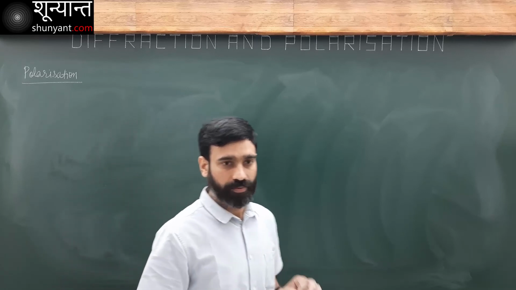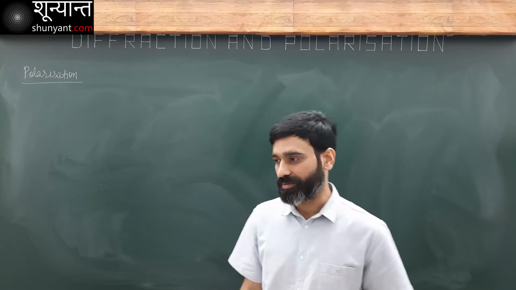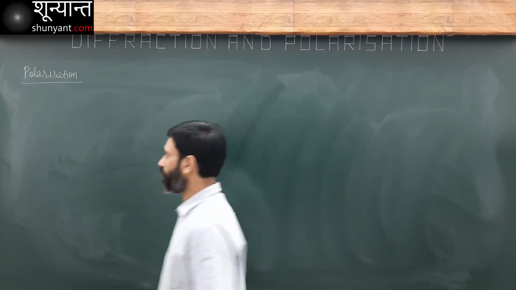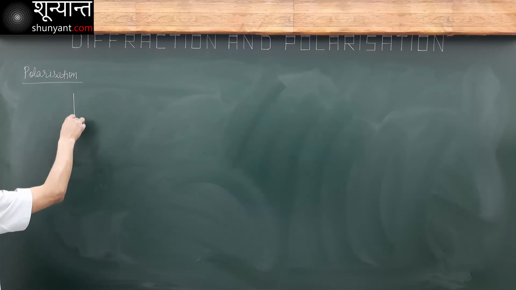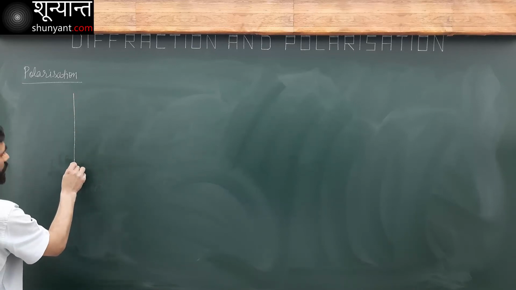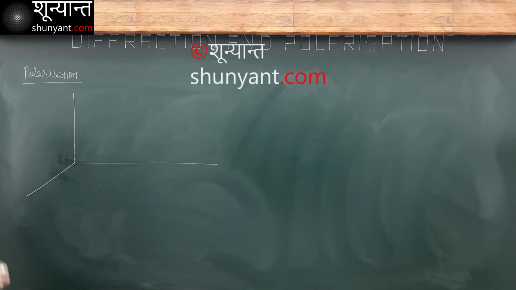Polarization. We have studied some properties of EM waves. We have one whole chapter on electromagnetic waves. We studied some properties of EM waves. Now, one of those properties is about the direction of propagation and the direction of oscillation of the electric field and magnetic field.